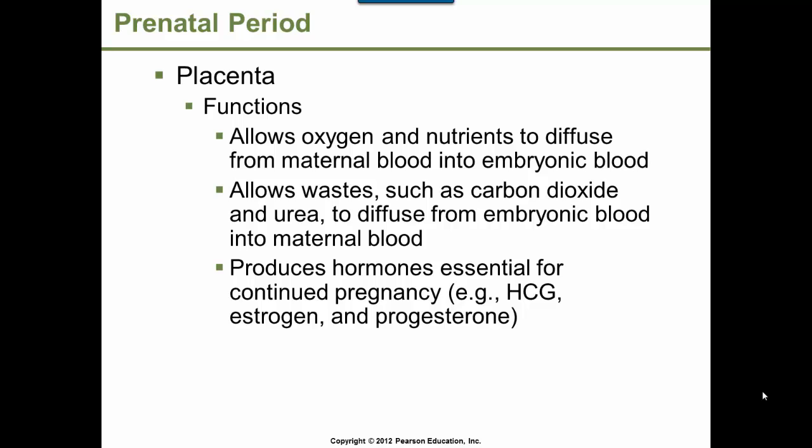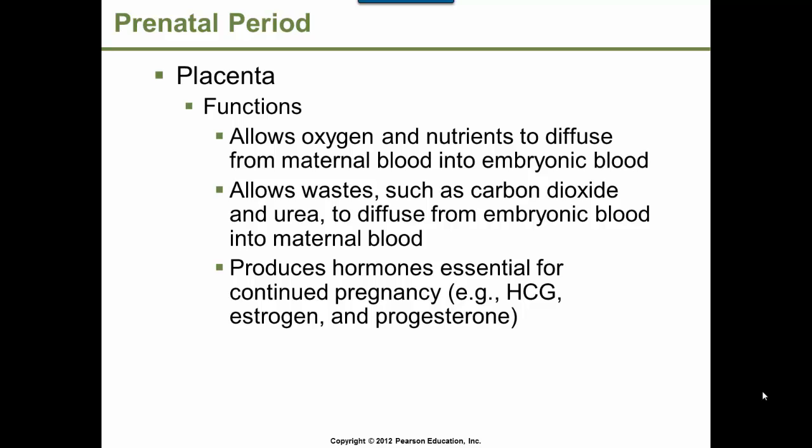The functions of the placenta include that it allows oxygen and nutrients to diffuse from the maternal blood into the embryonic blood. The placenta also allows waste such as carbon dioxide and urea to diffuse from the embryonic blood into the maternal blood. The placenta also produces hormones essential for continued pregnancy, such as human chorionic gonadotropin, estrogen, and progesterone.